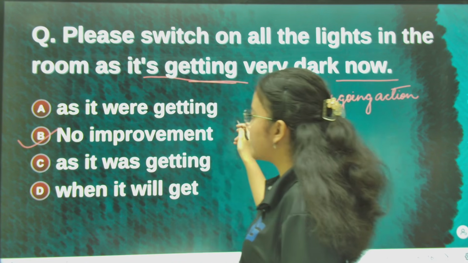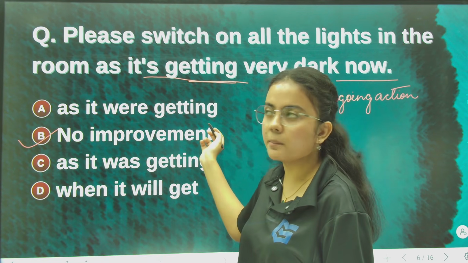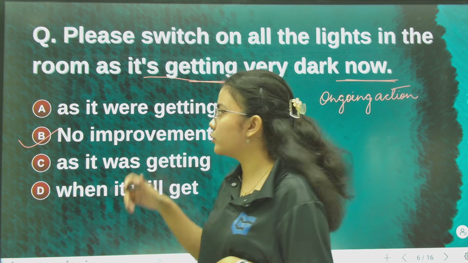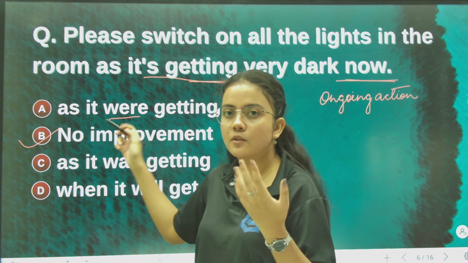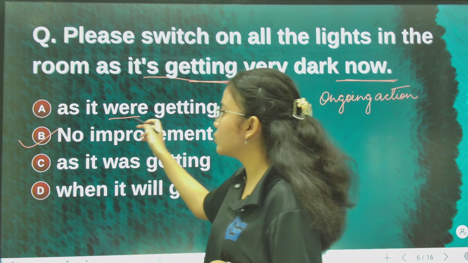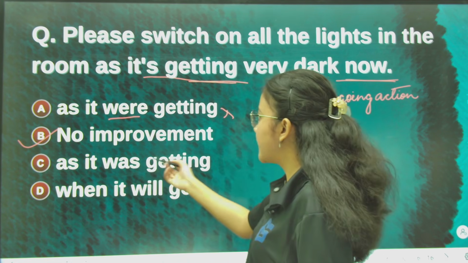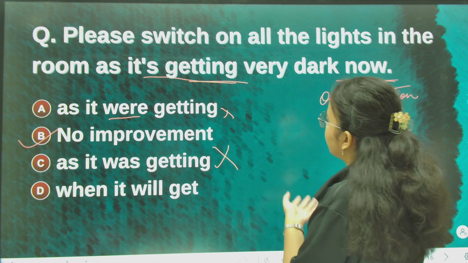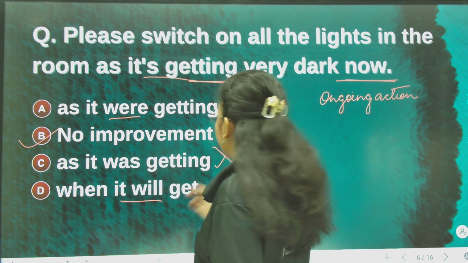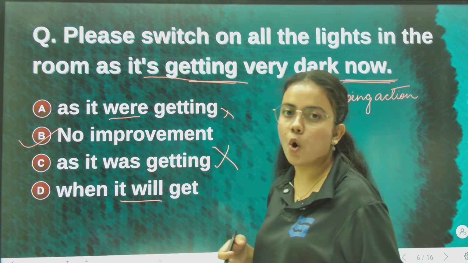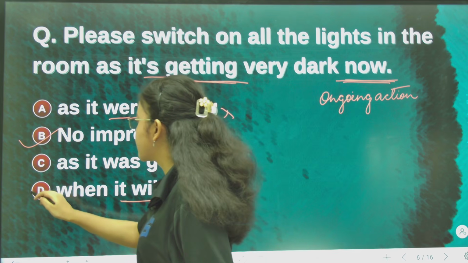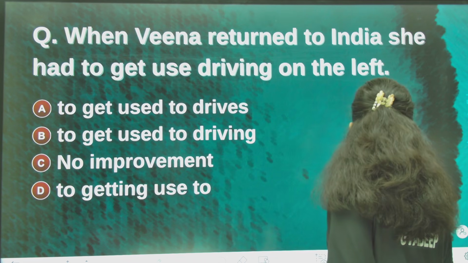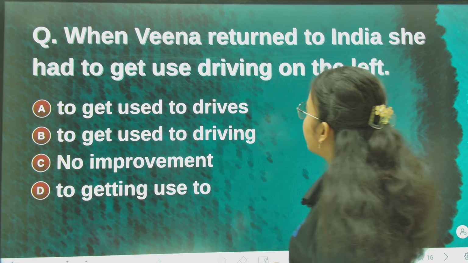'As it were getting' will be wrong, because you see 'now' means present, but 'were' means past. An event happening in the present cannot use 'were'. 'As it was getting' is the same: 'was' means past but we have 'now', so it is wrong. 'When it will get very dark now' is future, but 'now' means present ongoing action, so that is also wrong. The correct statement is this one, and no improvement is required.